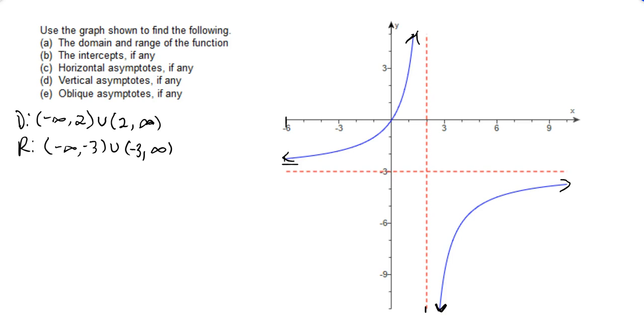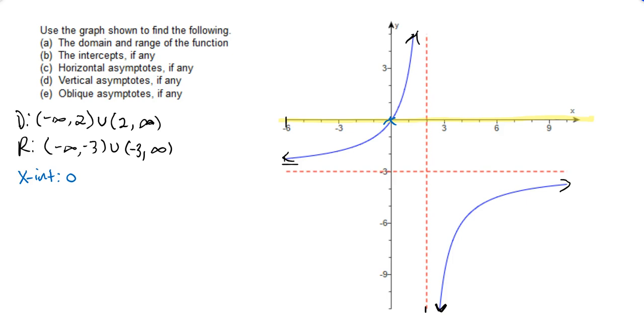Then we're asked to find intercepts. We have 2 types of intercepts, X-intercepts and Y-intercepts. So an X-intercept is where the graph crosses the x-axis. So this line right here is the x-axis, and the graph is crossing the x-axis at this point right here, which is the origin. So we have an X-intercept at 0.